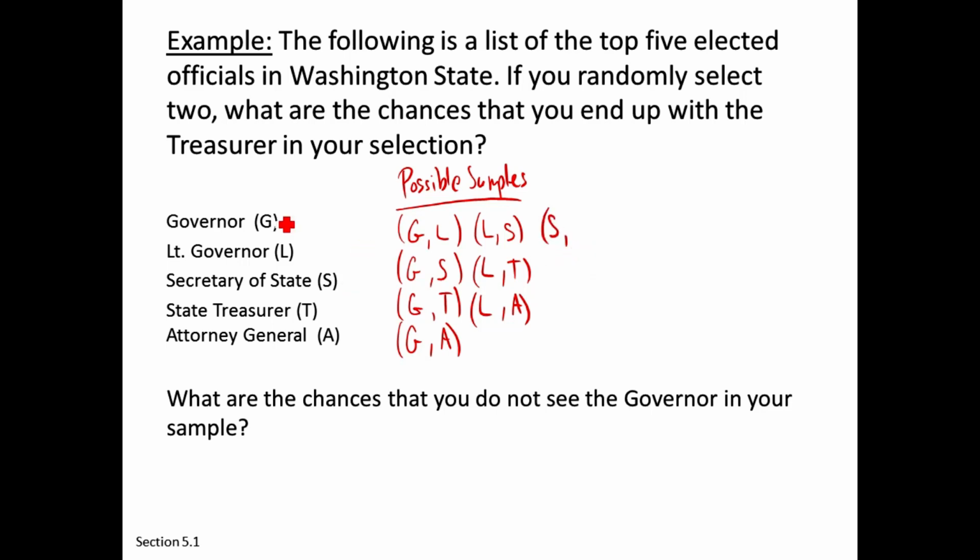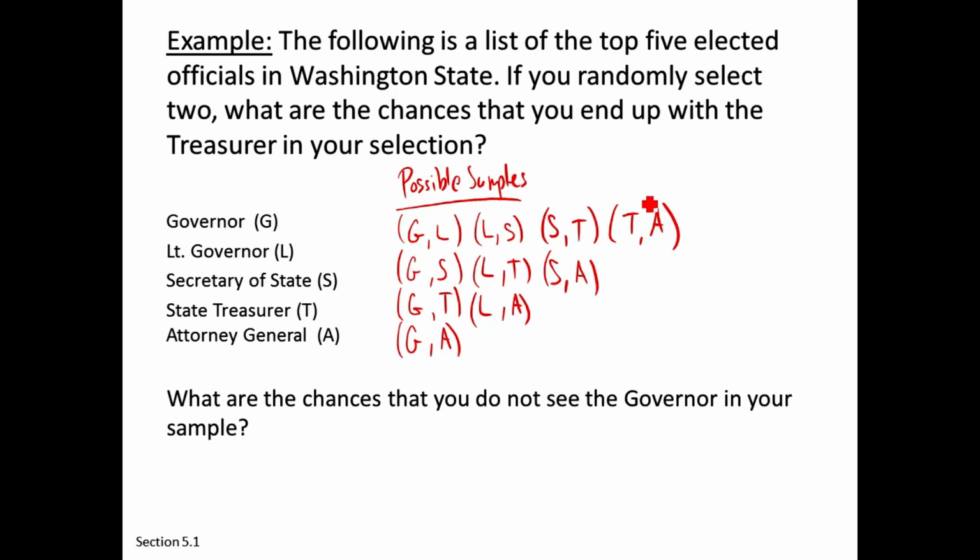And then you get down to the secretary of state. The secretary of state could be with the governor or the lieutenant, but we already took care of those, right? Governor and secretary, lieutenant and secretary, we already took care of those. So we could match the secretary maybe with the treasurer and the secretary with the attorney. And what's the only sample that we haven't gotten yet? The treasurer and the attorney.